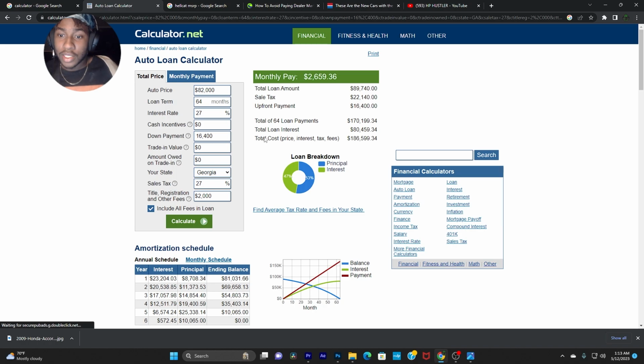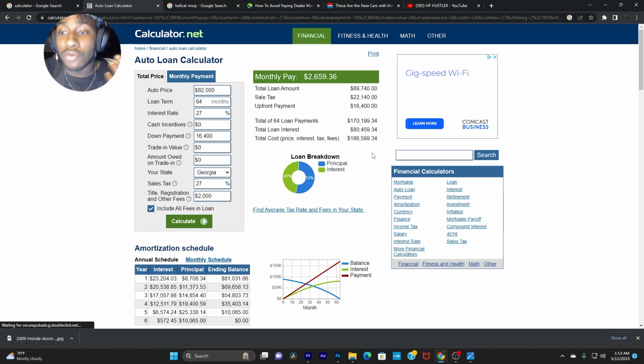Is it worth it? In total, you'll be giving these people $186,000 with the fees included, everything. And this is for an $82,000 car. We haven't went over markups yet. We haven't went over nothing. This is just strictly interest rate.